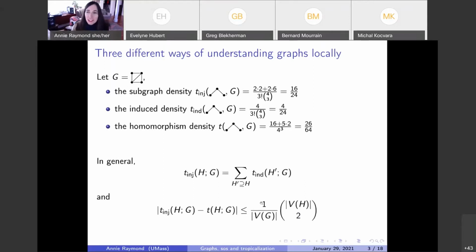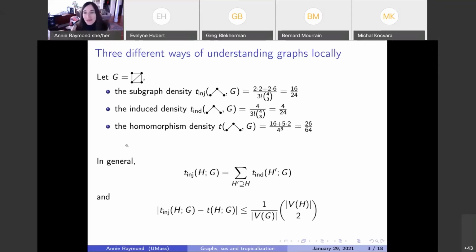All these densities are actually related. The subgraph density is really just a Möbius transformation away from the induced density, or the flag algebra type of density. And the subgraph density and the homomorphism density, if you're looking at graphs where the number of vertices goes to infinity, are really giving you the same information, because if the number of vertices of G goes to infinity, this goes to 0, so the difference goes to 0. So they're all related, and the results I'm going to tell you about, you can think about in terms of the other types of densities.